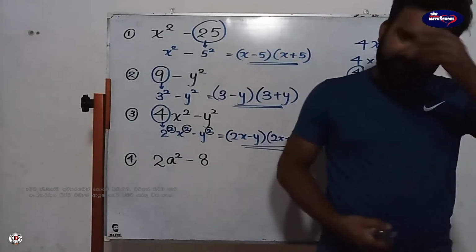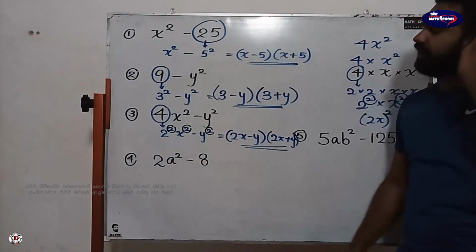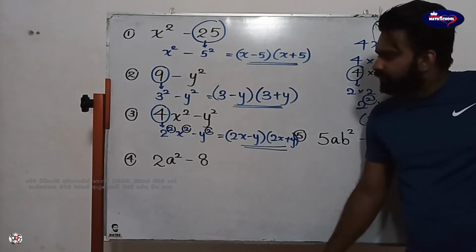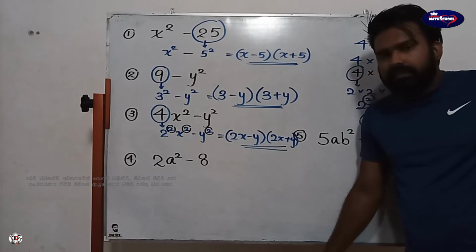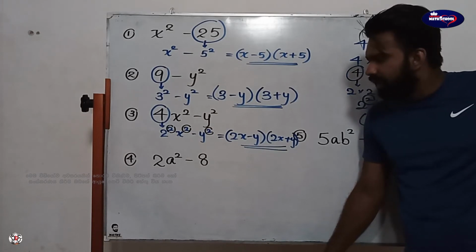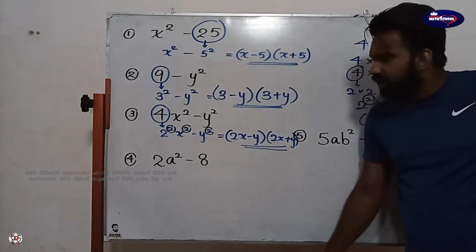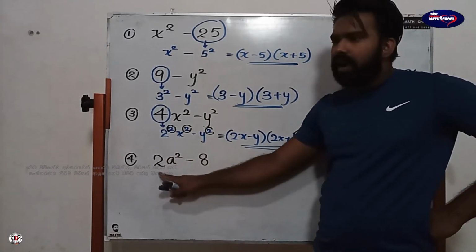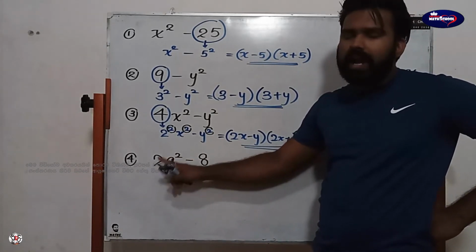In this case, this is something more than this. In the fourth sum, you can identify that here a is a square, but we are unable to write this 2 as a square.